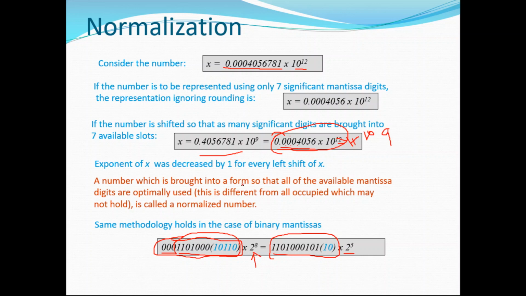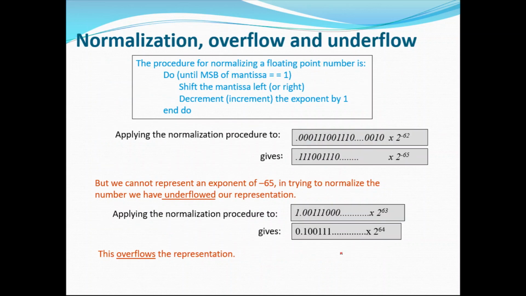So this is called normalizing a number. A number which is brought into a form so that all the available Mantissa digits are optimally utilized. Otherwise, these zeros are unnecessarily occupying the space. So we are moving this to the left and adjusting the exponential part. This is what we normally do in floating point arithmetic.